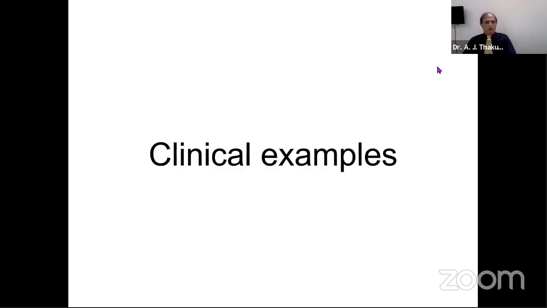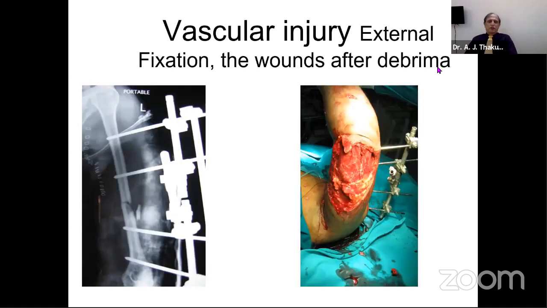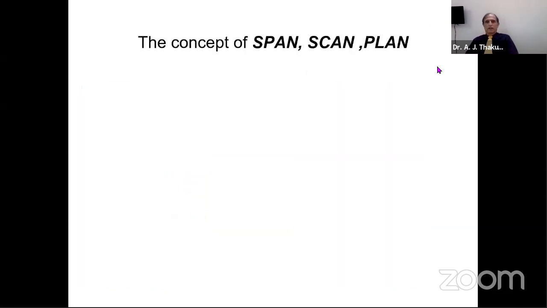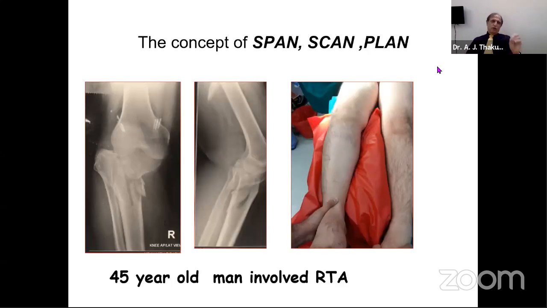So how do we use this in day-to-day life? I got a few examples for you. This patient had a vascular injury and urgent vascular repair had to be done. So it was stabilized in the external fixator, repair was done, and then the debridement was carried out. You can see how it looked very well and sound. We always talk about the span, scan, and plan philosophy. And for that, this is a very good device.